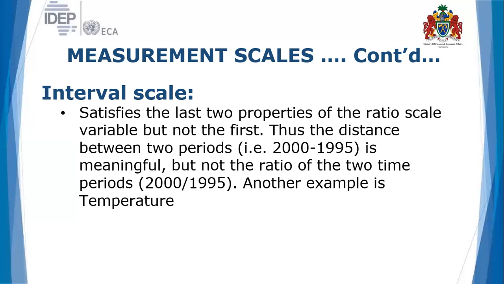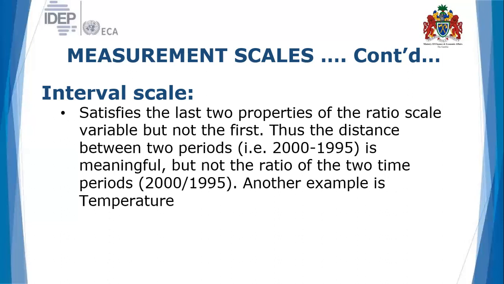So the distance makes sense. The ratio does not make sense. But we can also see natural ordering: 1995 is lower or earlier than 2000. Another example is temperature.